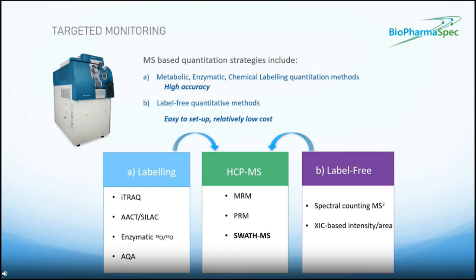In HCP analysis, we inevitably are aiming to identify and quantitate very low abundance proteins. And for that reason, targeted mass spectrometric techniques have been developed, using both labeling and label-free methods like multiple reaction monitoring or sequential window acquisition of all theoretical mass spectra, also known as SWATH-MS. Using these methods, we've produced the best results for these types of analysis, and that's why they're frequently adopted for HCP-MS studies.